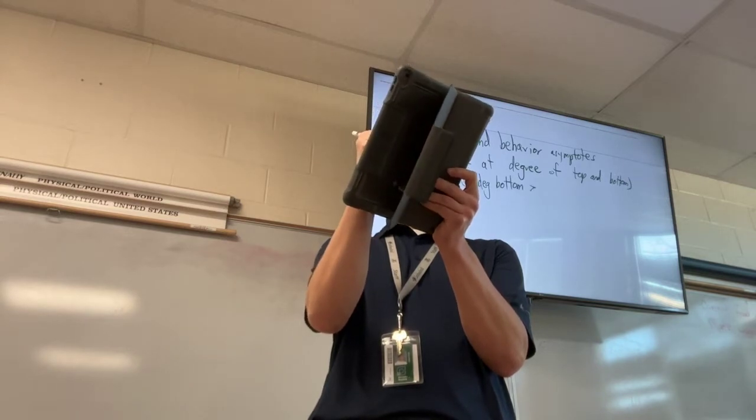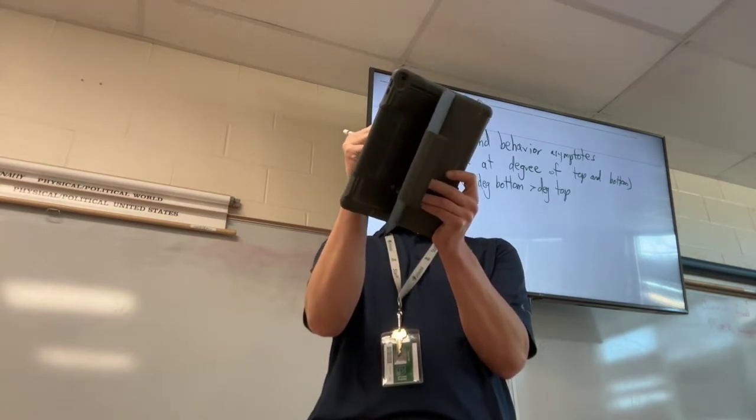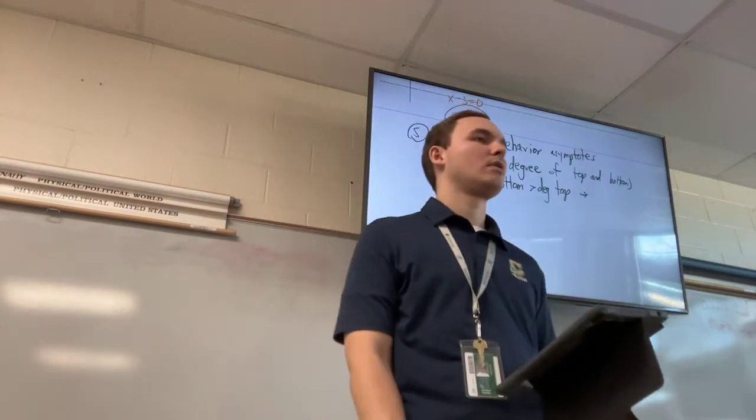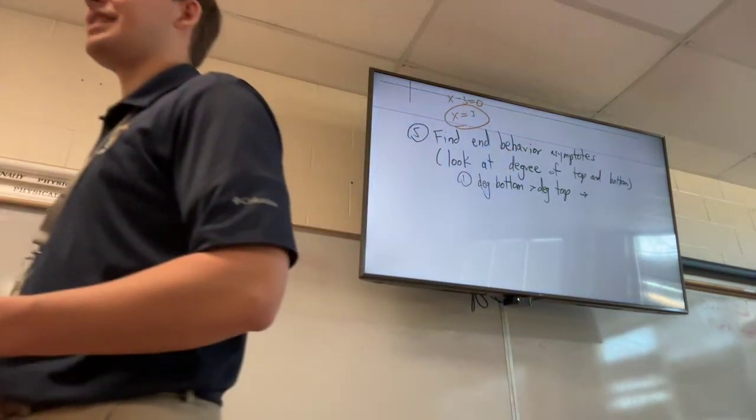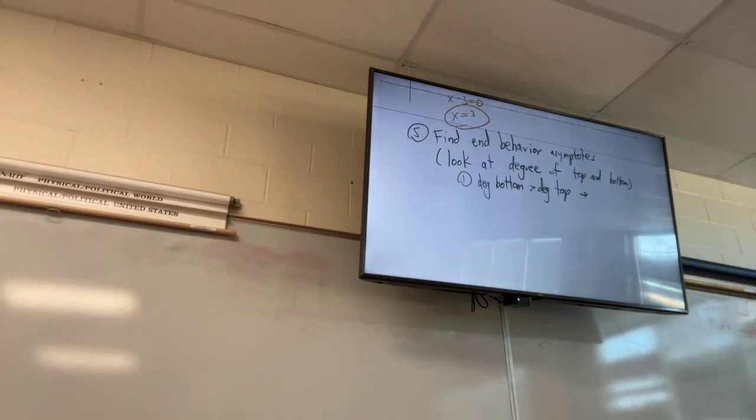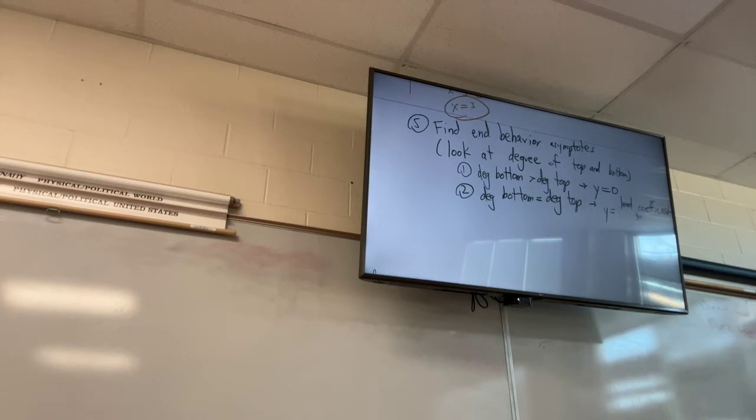If the degree of the bottom is greater than the degree of the top, what's my end behavior asymptote in that case? Yeah, it's y equals 0. What if the degree of the bottom is equal to the degree of the top? Then it's the lead coefficient of the top divided by the lead coefficient of the bottom. So it could be a whole number, or it could be a fraction.